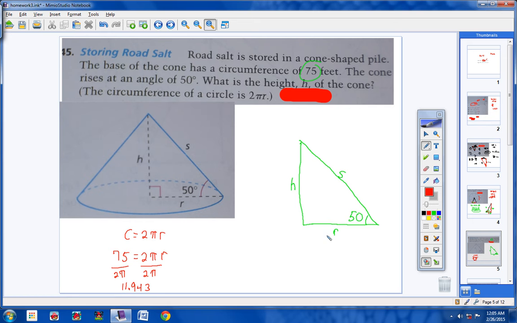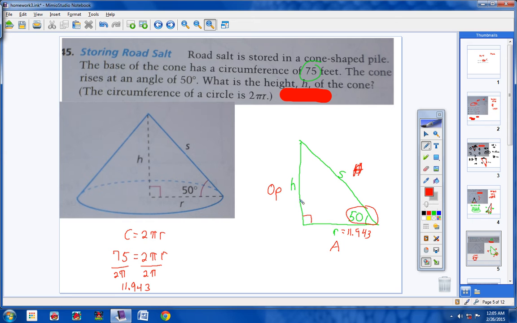11.943. So now I know what r equals. Now I can find the height very quickly because I have an angle. Circle that angle, go straight across. We'll call this what? Opposite. This is my right angle. This is my hypotenuse over here. And this is my adjacent side.